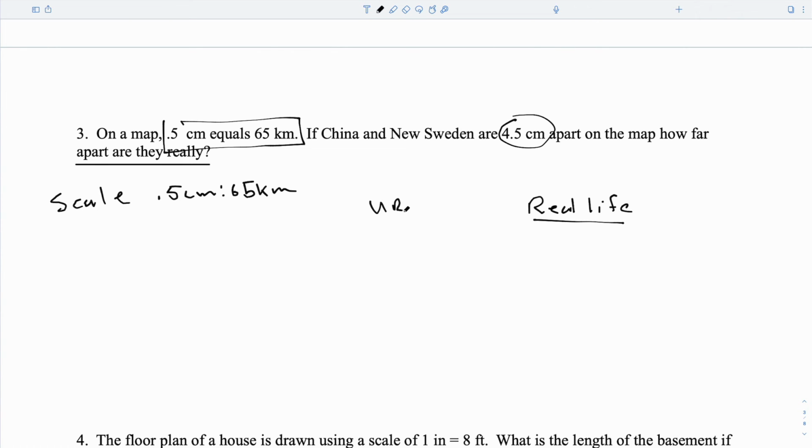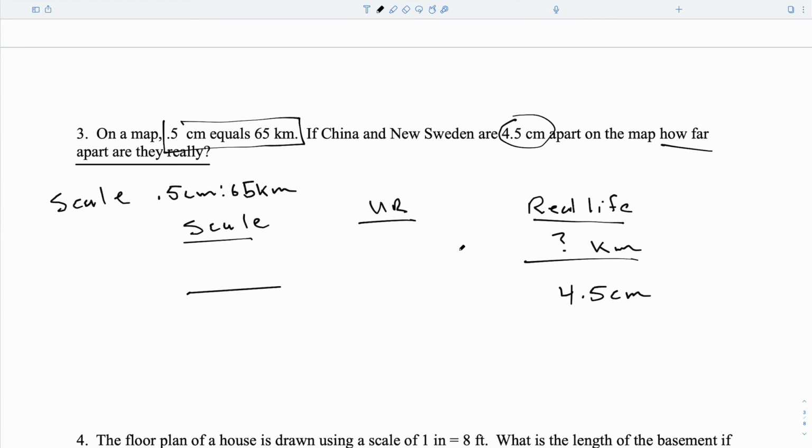We'll have a unit rate to help us get there and the scale. The real life is going to look for how far apart they are really in kilometers. I don't know that amount, but I know that on the map they're 4.5 centimeters. The scale is going to be 0.5 centimeters to 65 kilometers, but make sure we match up the top with the top. So this is 65 km and 0.5 cm. Okay, so that matches km, cm, we're good to go.